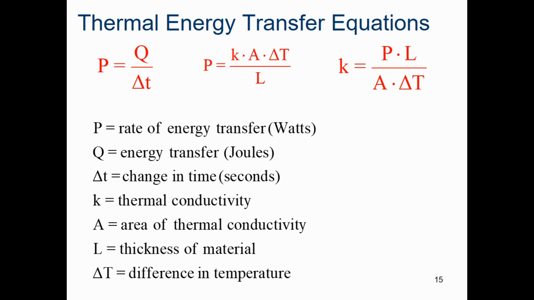The k is our thermal conductivity for the material. A is the area of that material, or literally where that thermal conductivity is coming from. And then L is the thickness of the material. And again, delta T is the difference in temperature. So this is where we are stopping today. In the next video, we will calculate it together as a class.